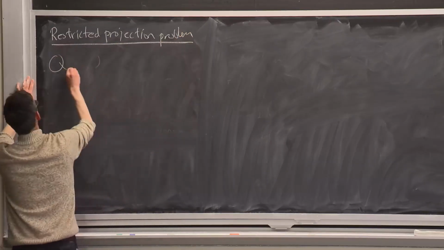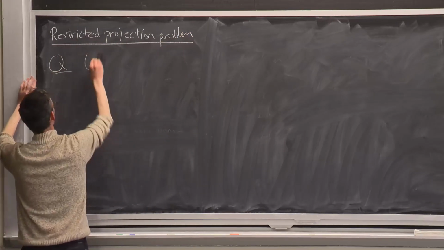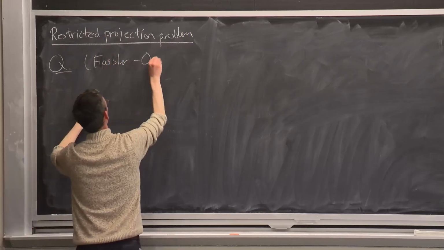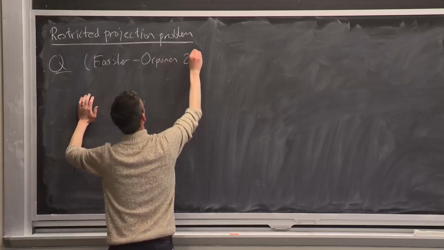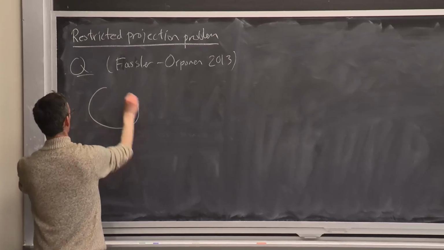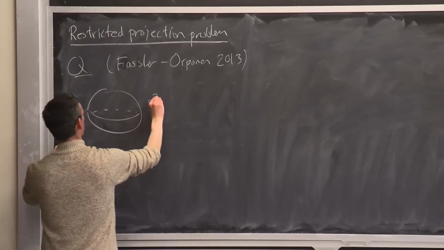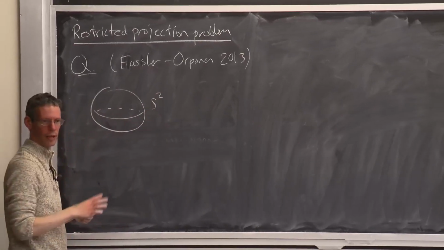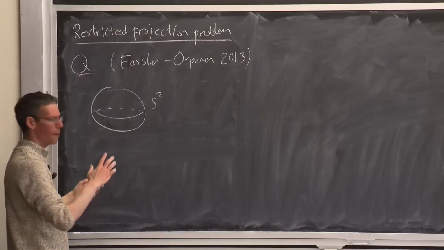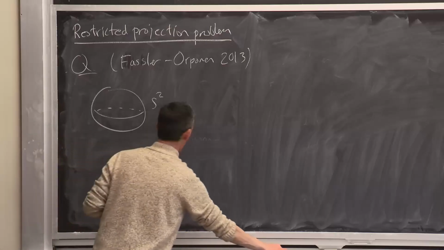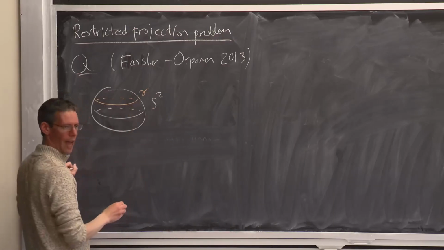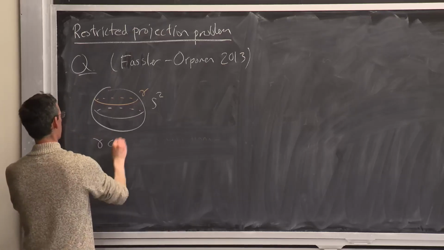All right, so this question, which I think is a cool question, was raised by Katrine Fässler and Tuomas Orponen in 2013. And the question is like this. So here's the two-sphere. We're going to be doing projection theory in 3 dimensions, in R3. So the different directions are parameterized by the two-sphere. But we're not going to project in all of them. We're just going to pick some curve gamma and project in the directions of gamma. So gamma contained in S2 is a curve.